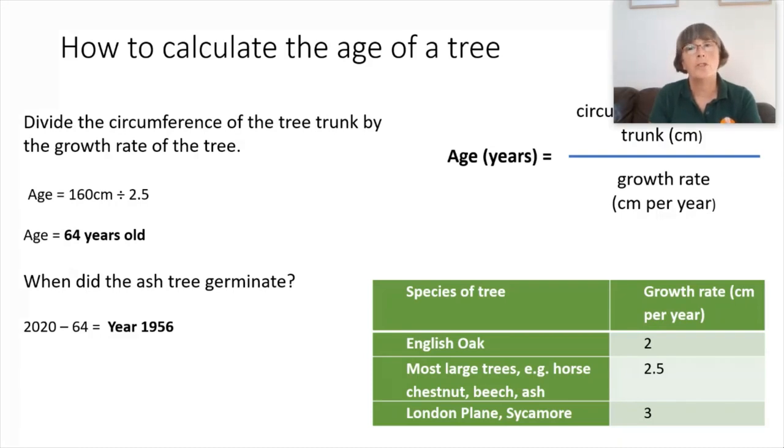The ash tree that Joe's just measured had a circumference of 160 centimetres. And ash trees grow at about 2.5 centimetres per year. So if we divide 160 by 2.5, we find out that Joe's ash tree was about 64 years old. And that meant that it germinated in 1956. Sounds a long time ago, doesn't it?